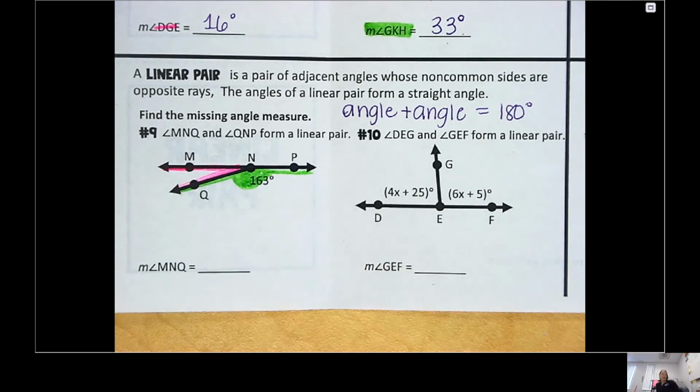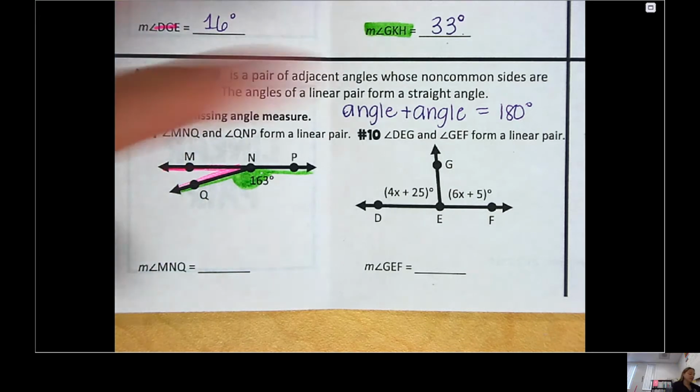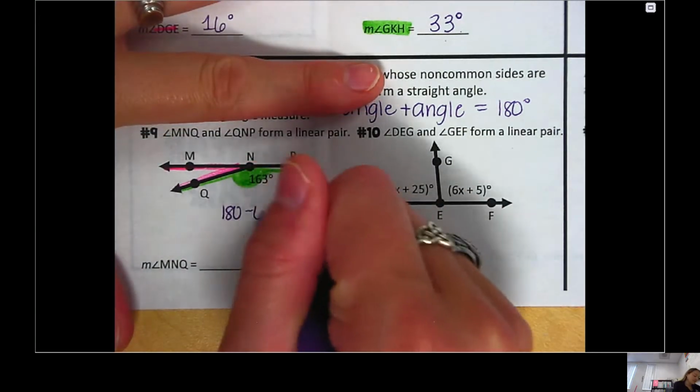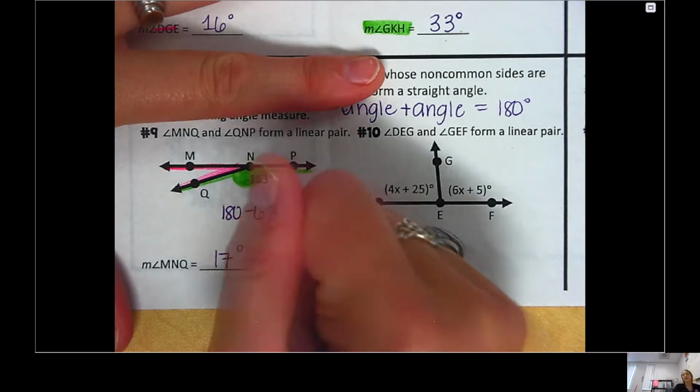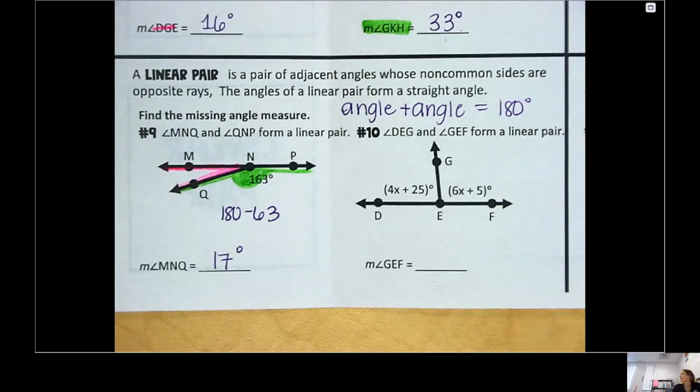Okay, for number 9, if I gave you this one's 163 of the 180, how do I figure out this pink angle over here? What do you think? Subtract what? Exactly. Beautiful. 180 minus the 63. And if you do that, you should get 17 degrees. Perfect. Easy peasy, right?